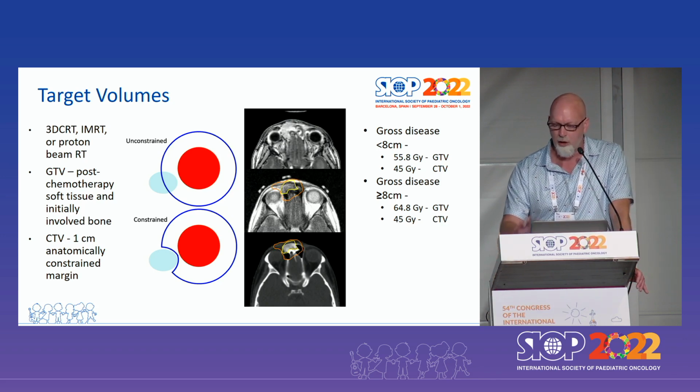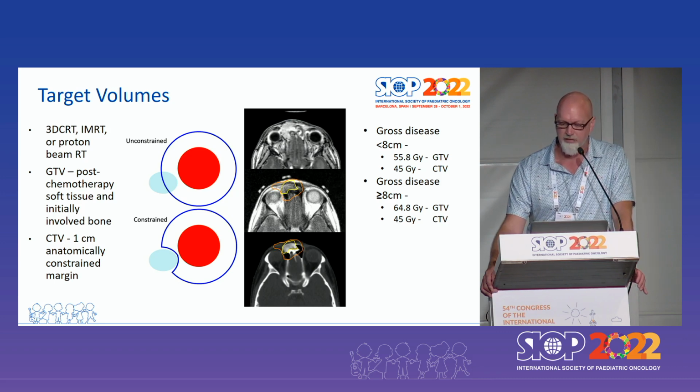So our current approach here is shown on the right. For tumors less than 8 centimeters, we deliver 45 gray to the CTV and then a boost to the GTV with a respective PTV margin or robustness parameter if you're using protons. And for those patients with gross disease that are over 8 centimeters, we deliver doses of 64.8 gray, again with the same original CTV.